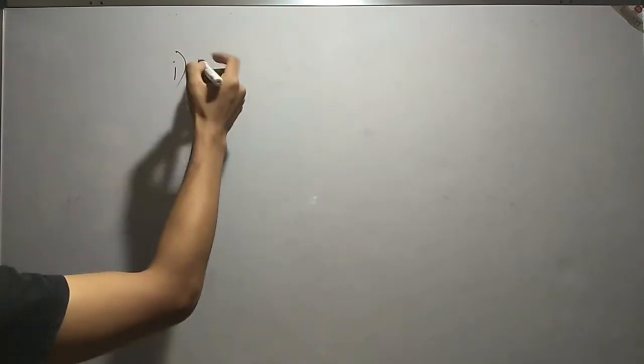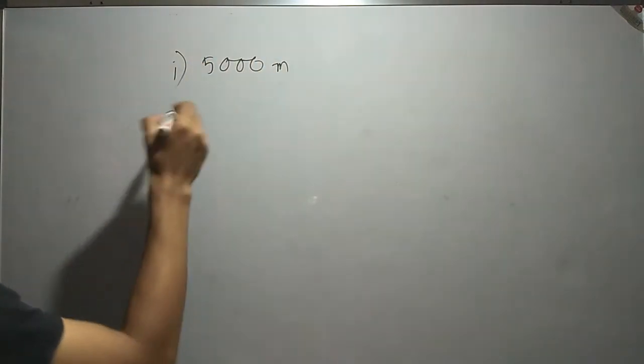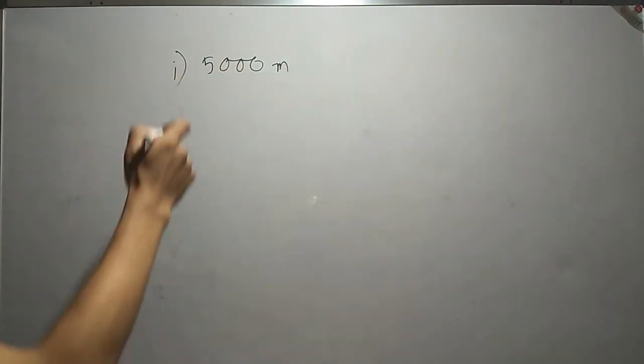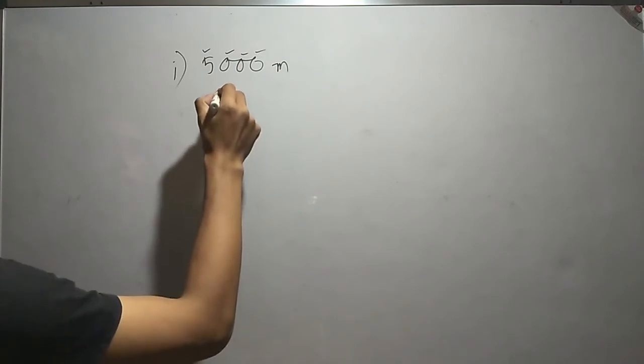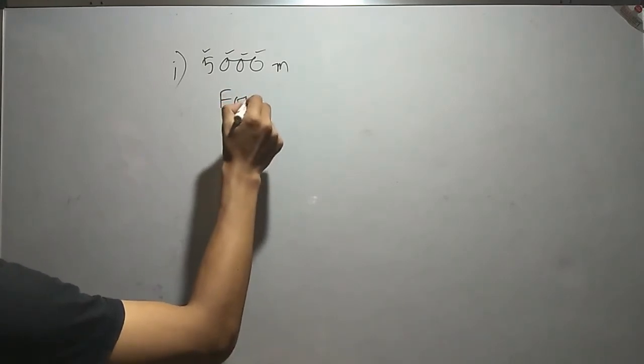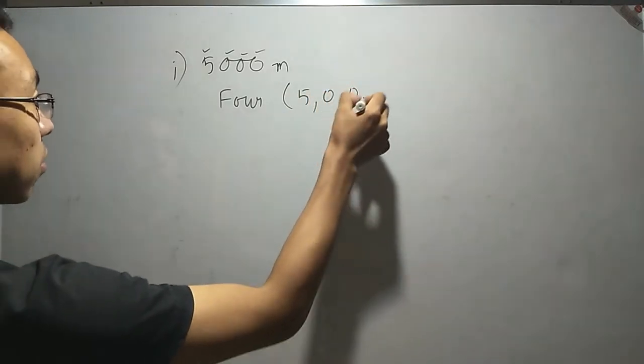Now I'll give you one task. Before that, I'll show you one example. Suppose we are asked to find out the total number of significant figures for the following. The first one, suppose 5,000 meter. Here the total number of significant figures is, see, 1, 2, 3, 4. The total number of significant figures is 4. Which are they? They are 5, 0, 0 and 0.